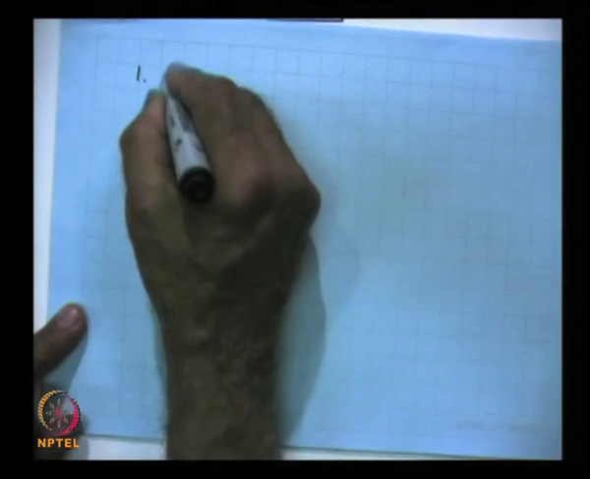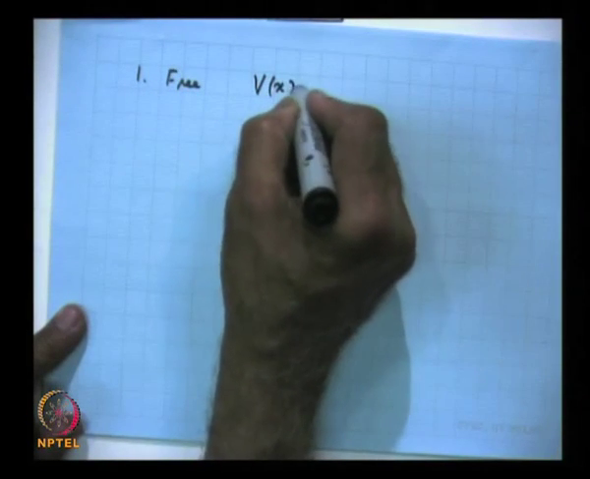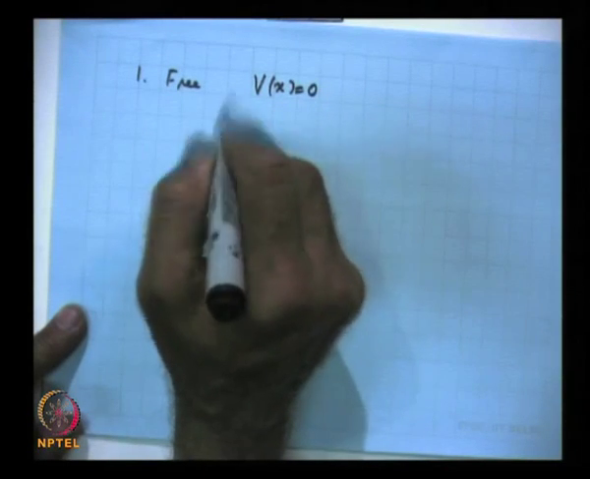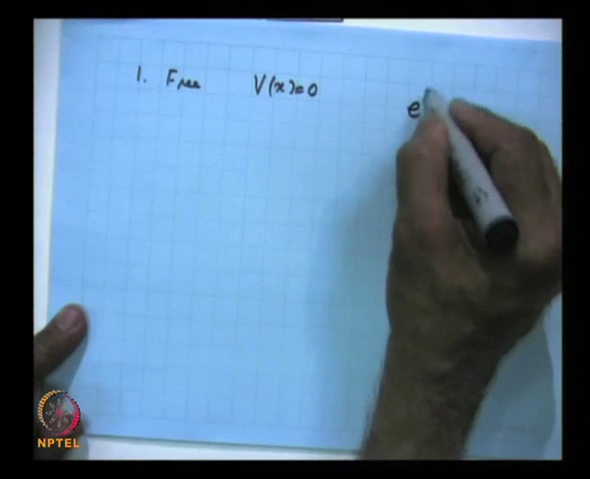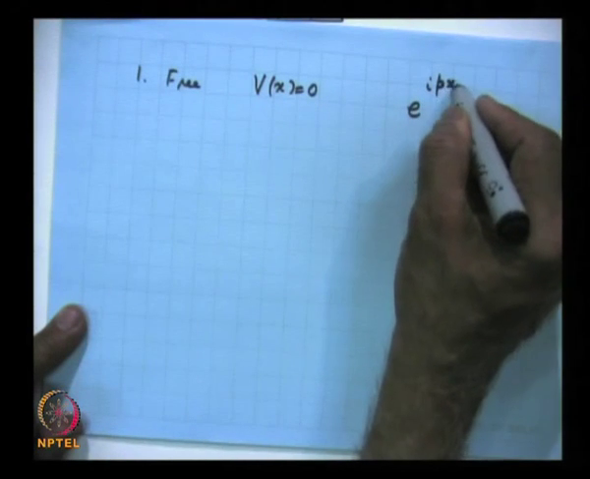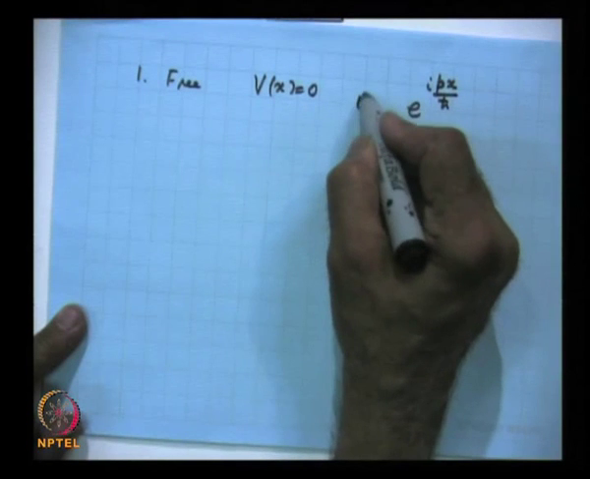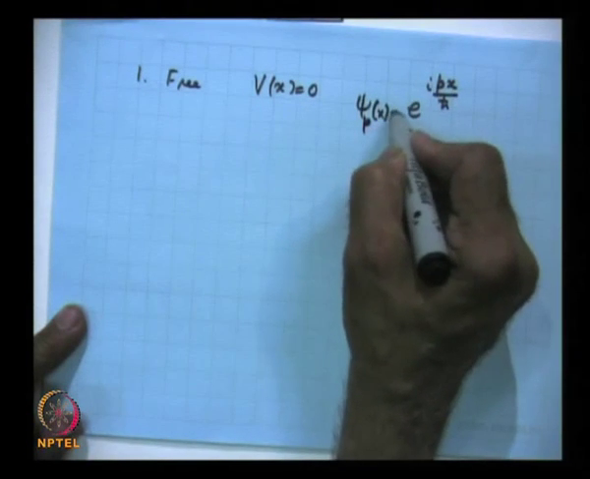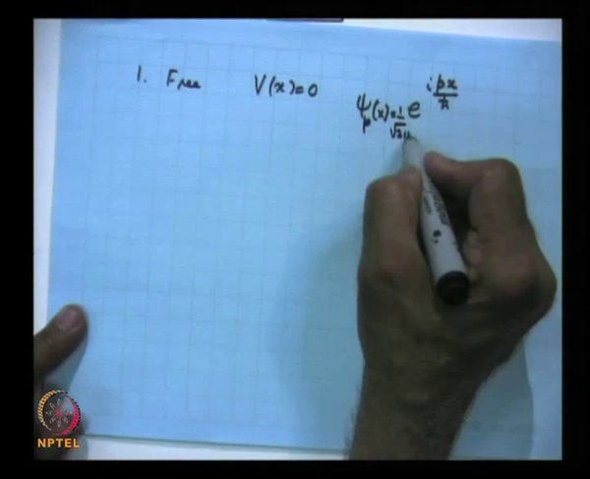So, till now we have considered 4 or 5 problems. First, we considered the free particle problem, in which the potential energy is 0 everywhere, and we found only plane wave solutions, a continuum of wave functions, e to the power i p x by h cross. These are the wave functions psi p of x, all values of energy are allowed. You normalize this by putting 1 over root 2 pi h cross.